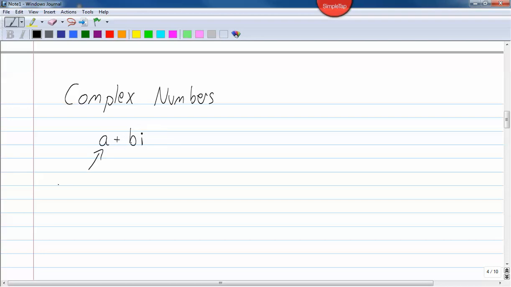It has a real part, meaning a real number, and it has an imaginary part, or an imaginary number. And this is the way that we write it. We write the real number, then either plus or minus the imaginary number. So for example, 5 minus 2i, that's a complex number.